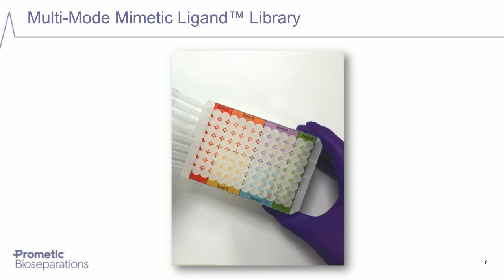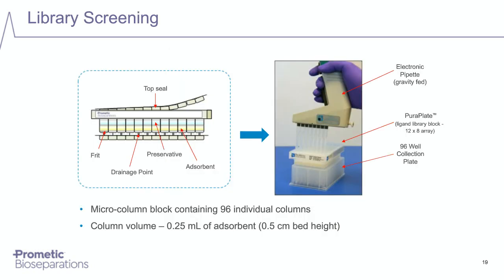As I said, these are discrete chromatography columns, so they have a top frit, they have a bottom frit. So once the seals are removed, the plates will then drain quite easily under gravity, and then it's just a question of equilibrating the columns and adding the desired feedstock and just letting that flow through the columns under gravity into a collection plate. And we provide a collection plate with the column blocks as a part of the kit.